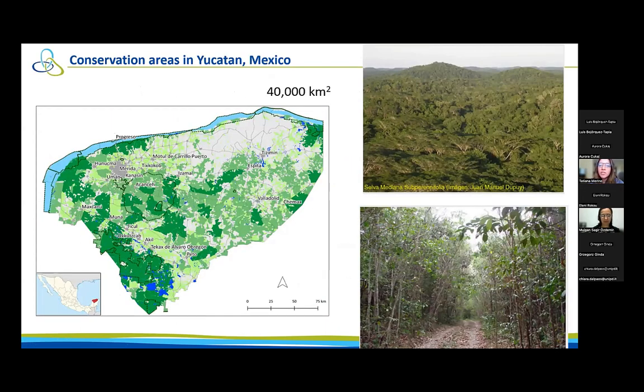Yucatan has a total area of 40,000 square kilometers. 70% of that area is natural cover or forest cover, and 50% of the total area has been classified as a priority for conservation and restoration. Those are the areas that you are seeing in different shades of black-green. And in blue, you are seeing the wetlands that constitute 5% of the state.